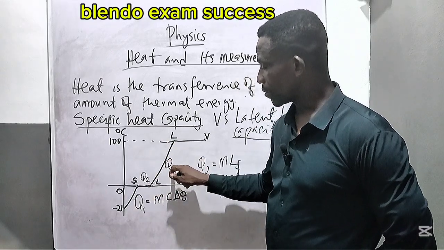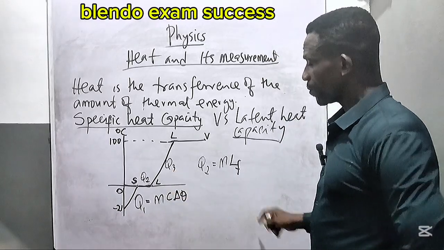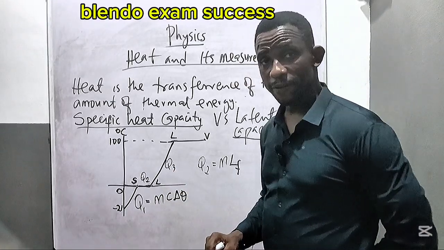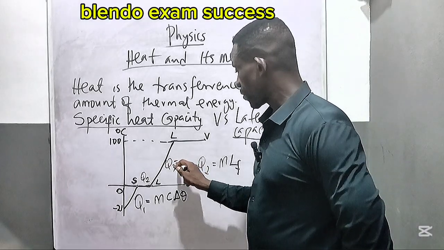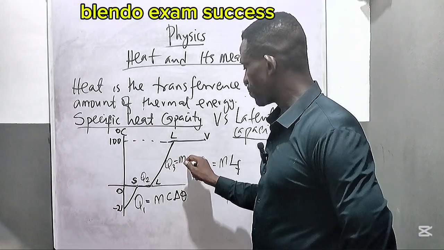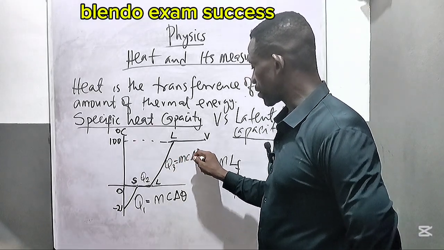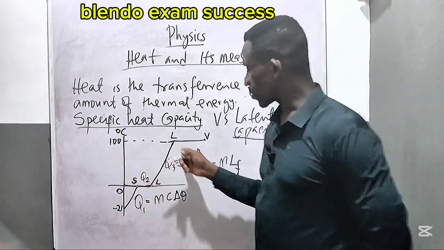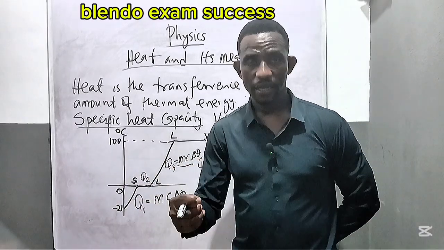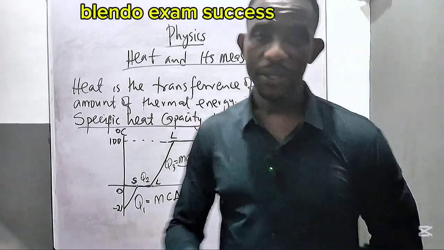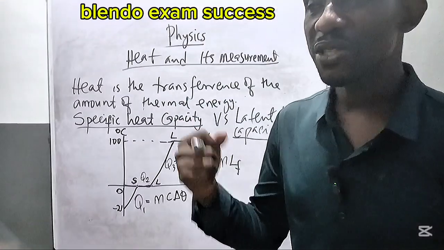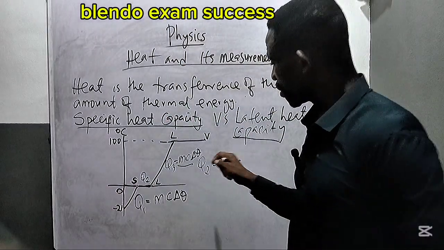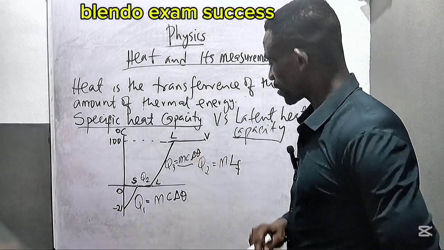We call this Q3. So at Q3, we again use the specific heat capacity of water. So we have Q3 is equal to MC change in theta. So long as we have change in temperature, we must talk about specific heat capacity, because specific heat capacity is the quantity of heat required to change the temperature. So to change the temperature, we need specific heat capacity.